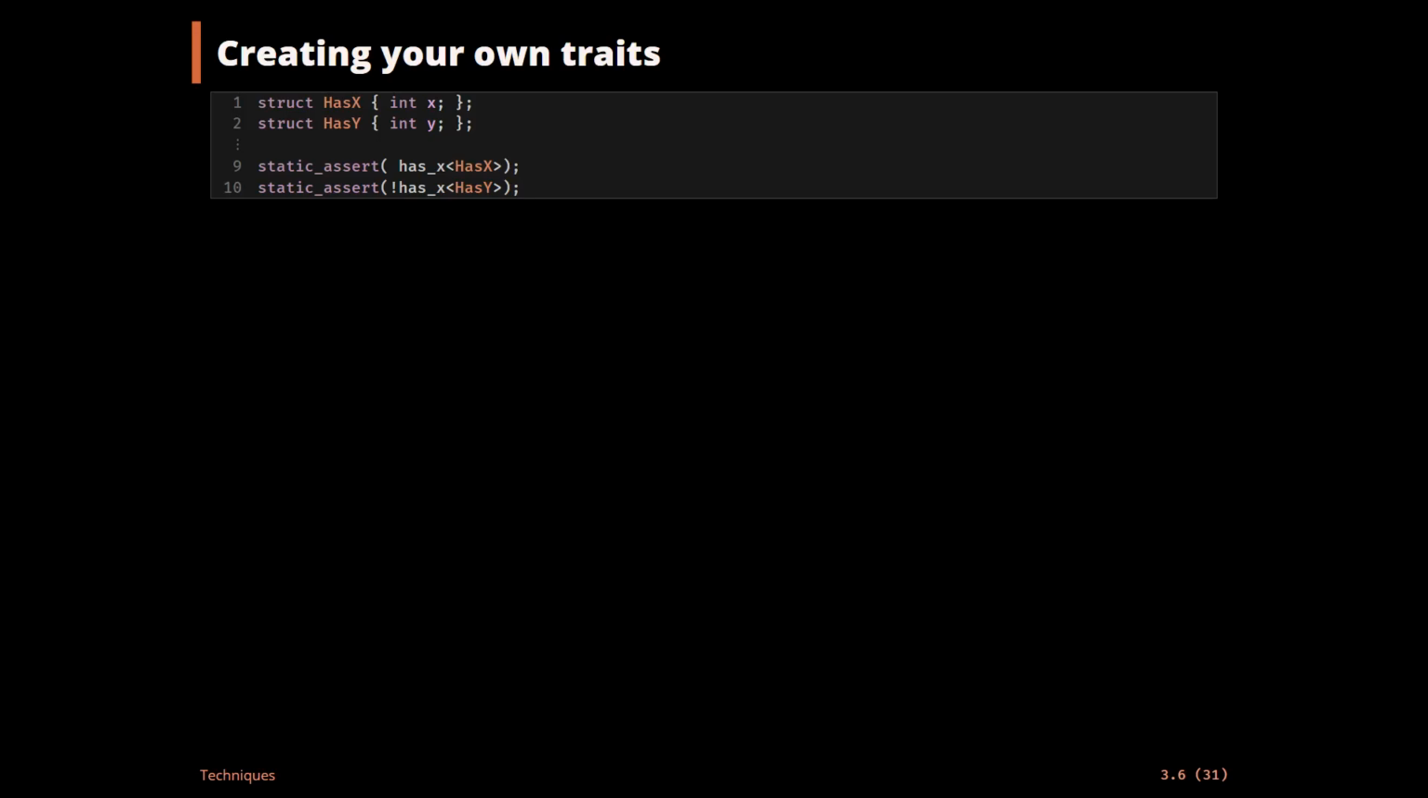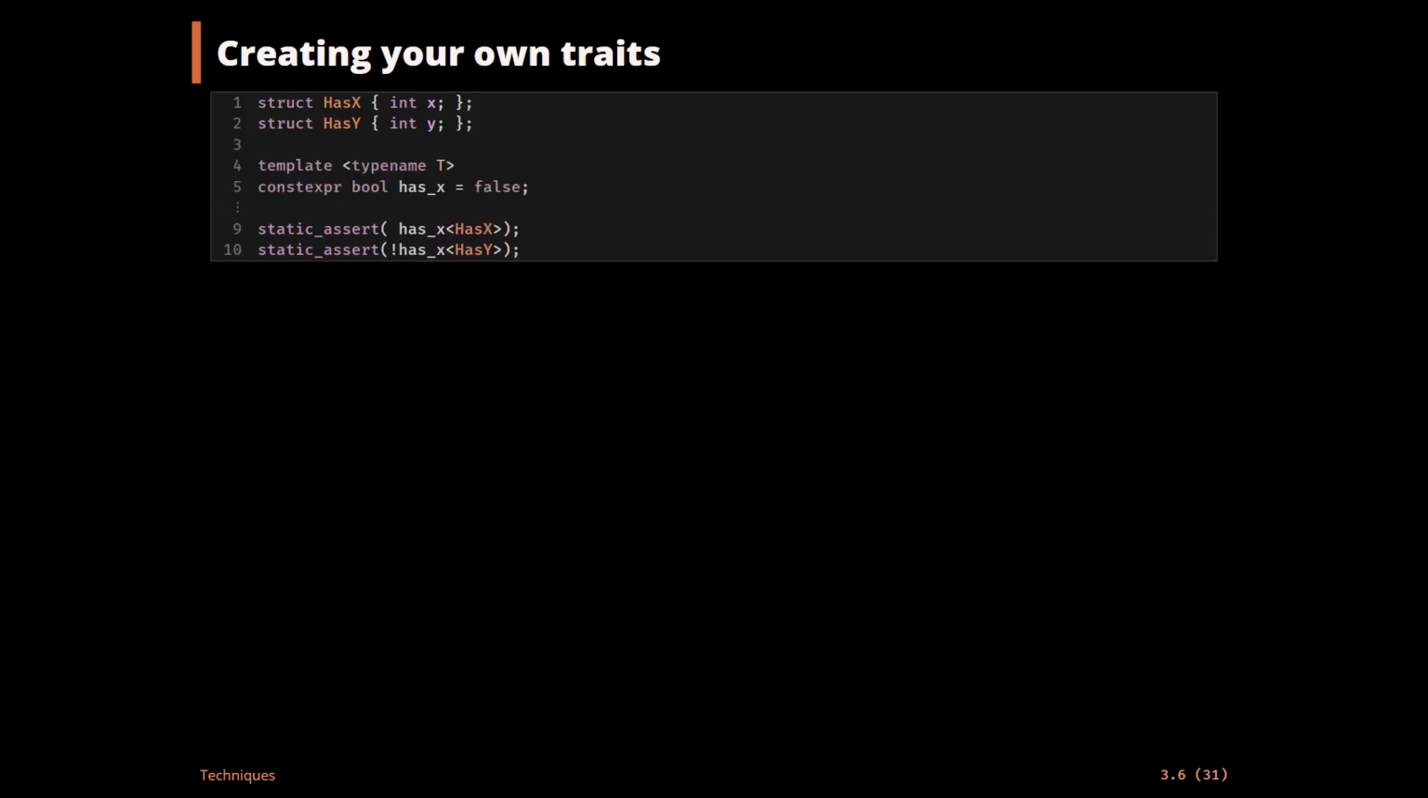Yes? No, it's supposed to be, because I'm checking if it's false. Yeah, there's the negation in front of it. I want it to be false for hasY because hasY doesn't have an x. Yeah. Okay?